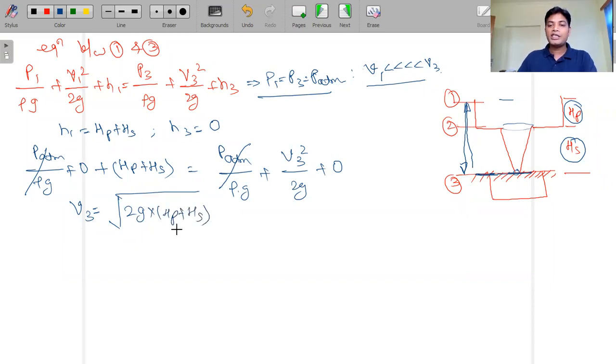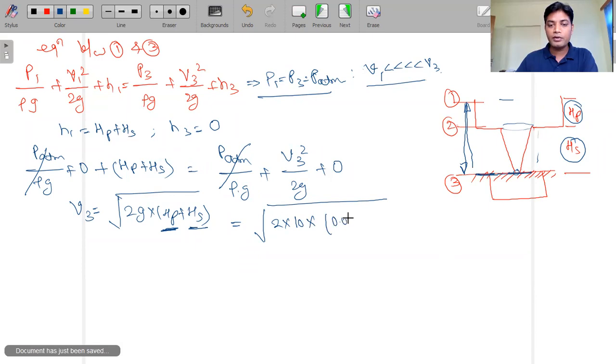Okay. So now Hp is already calculated, that is 0.05 meter. Hs is 200 mm, which is given to you, so just convert that value into meter. The value of g is also given to you, that is 10 meter per second square. So just put the values and get the value of V3. So from this equation, root of 2 into 10 into Hp, that is 0.05 that you recently calculated, and Hs is 200 mm, which when you convert into meter becomes 0.20.